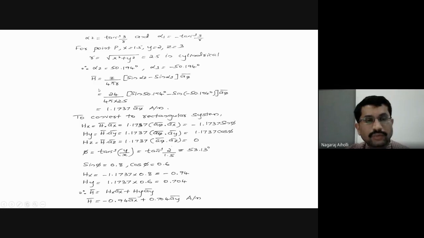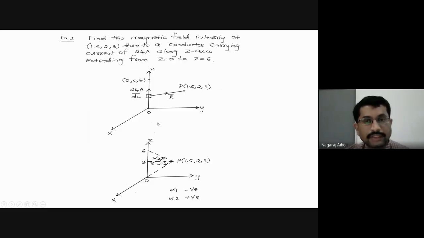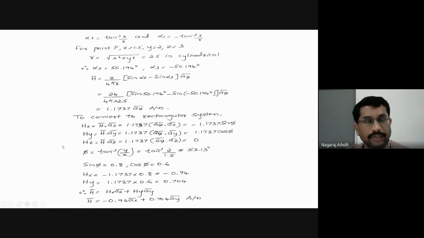Now we have to convert to the rectangular system, because the answer should be in terms of rectangular coordinates. They have mentioned the point P in rectangular or Cartesian coordinates. Rectangular or Cartesian, both are one and the same. The final answer should be in terms of the rectangular or Cartesian coordinate system. Because what is the question? Find the magnetic field intensity at this point P, right? Hence, let us calculate.